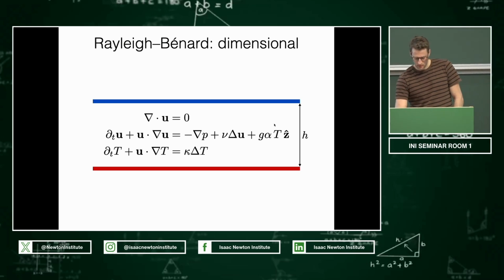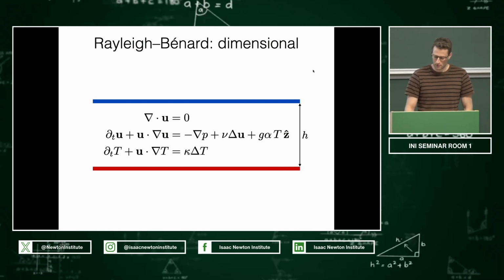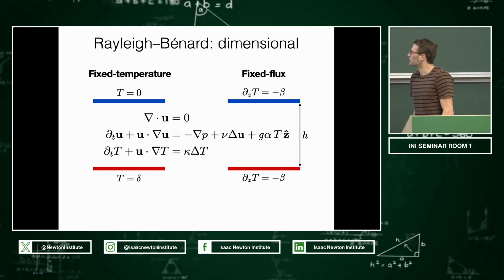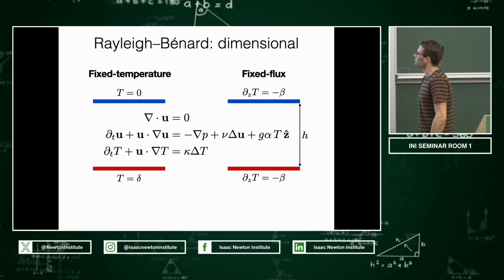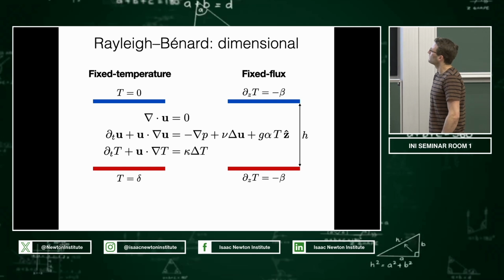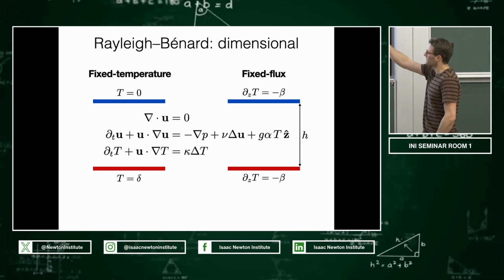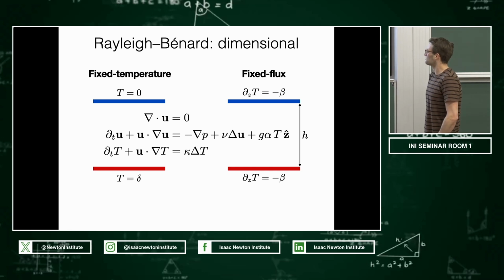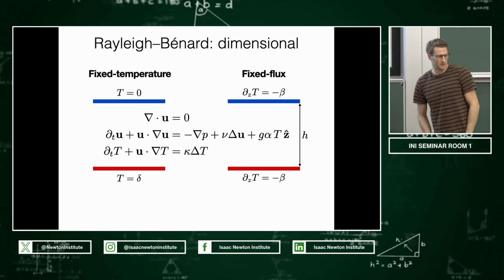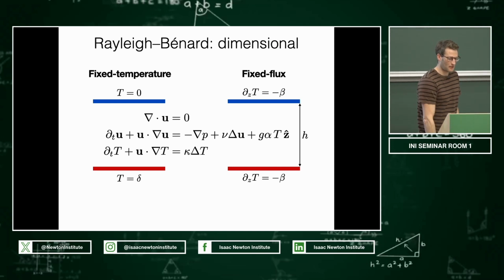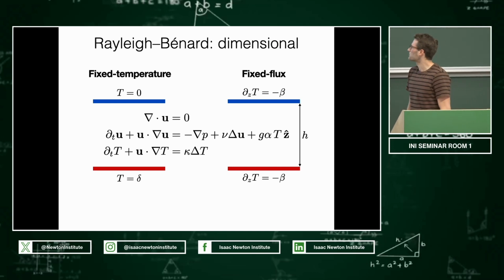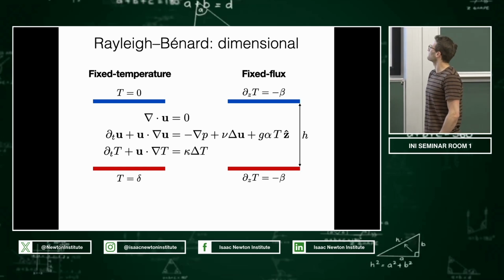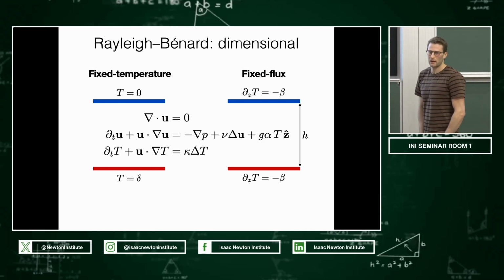I have to consider at least two different thermal boundary conditions here. The two most common would be that you drive the system with fixed boundary temperatures. That's what you see on the left. So you would fix the top to, let's say, a temperature of 0, and you fix the bottom to a strictly larger temperature of delta. The second most common way to drive this system would be to fix the boundary fluxes. So that would be the same as setting the vertical gradient of temperature to some negative beta.